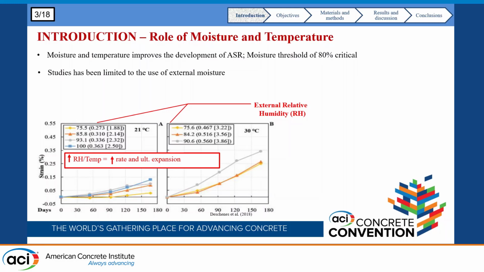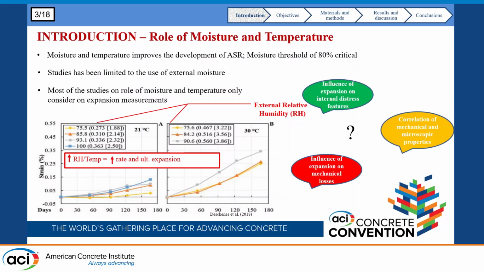However, it is worth noting that these studies, along with several other studies on this subject matter, have been limited to the use of the external relative humidity without considering the internal moisture, which is more critical for the sustenance and initiation of this reaction. Furthermore, most of these studies only consider expansion attained over time, disregarding the influence of this expansion on internal distress and even associated mechanical property losses.